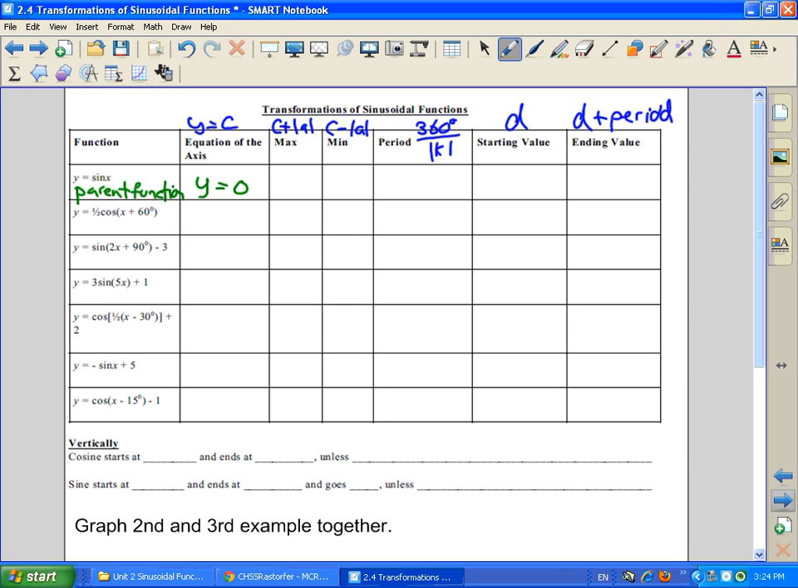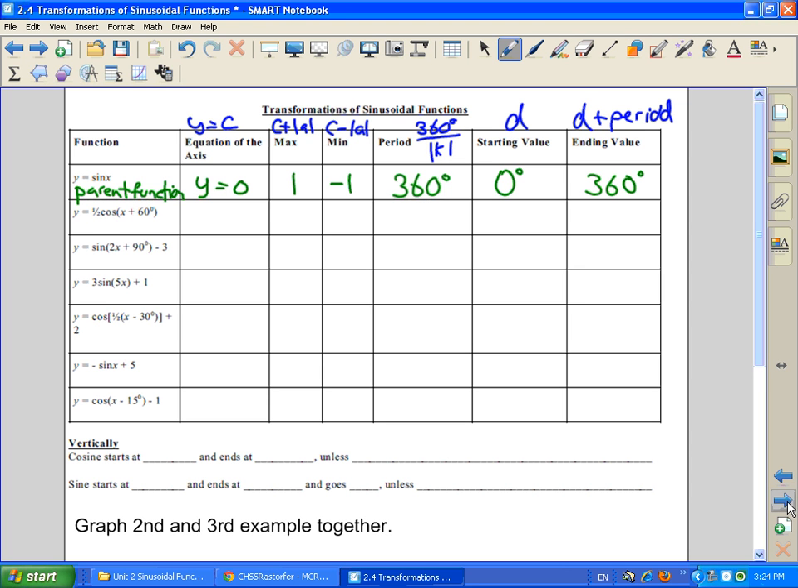So C is 0 plus 1, which is 1, which means our minimum is -1. Our period, K equals 1, so that's just 360 degrees. Our starting value is at 0 degrees because D equals 0. And our end value is you take your starting value and add your period, so it's going to be 360 degrees. All right, let's take a look at our second example.